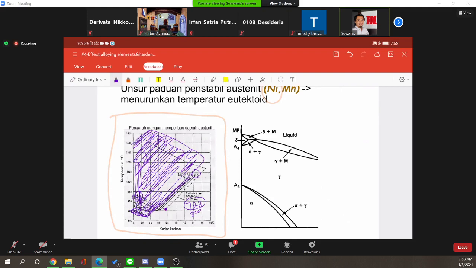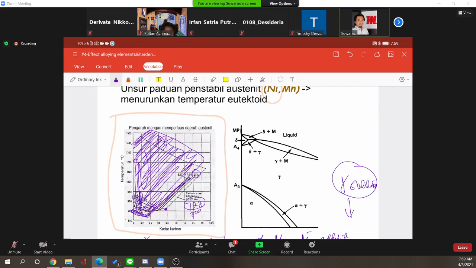This is similar with chromium. Chromium is shrinking the austenite, but manganese and nickel are expanding the austenite region. So now the austenite area is expanded because of manganese and nickel addition. This is the meaning of austenite stabilizer. Okay, it makes it wider, which means it's easier for you to austenitize the alloy, right?